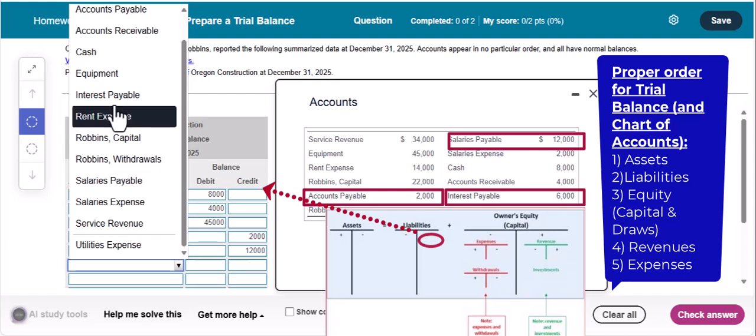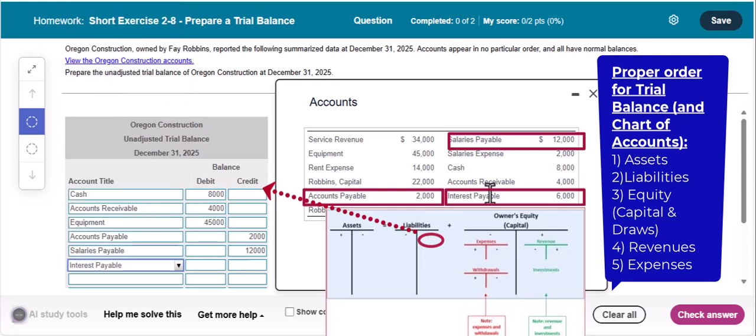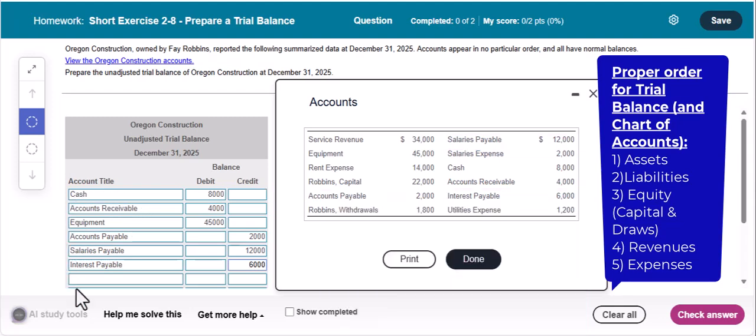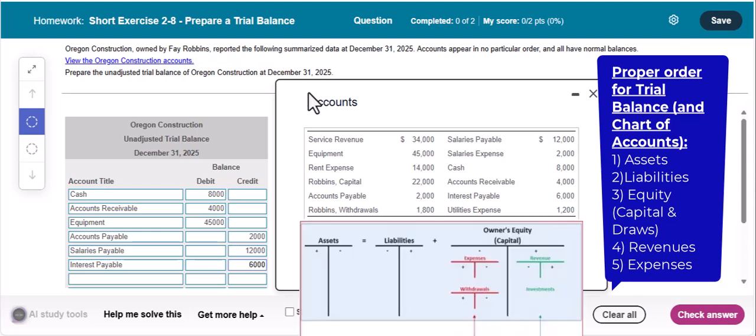And that is here. And interest payable is for 6,000. Again, normal balance on the plus side, the credit side for liabilities here as a payable. All right, so we have our assets and we have our liabilities. What's after that? We've got capital. We've got the owner's equity account, which is, again, capital. So Robin's capital here for $22,000.